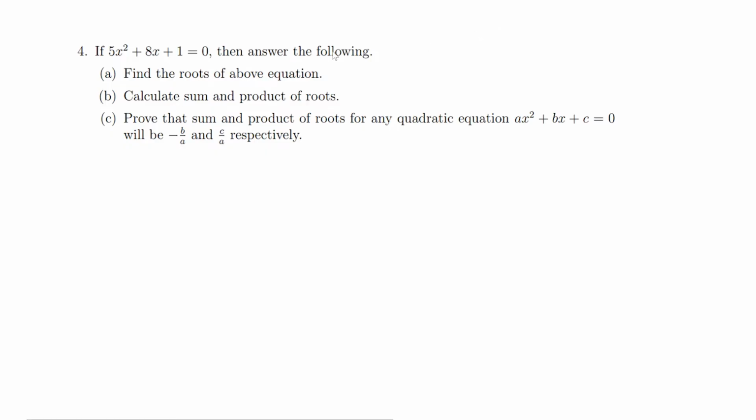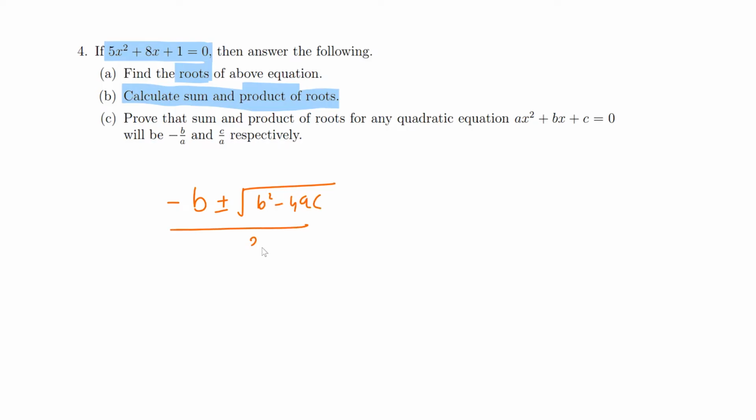This is a pretty straightforward question. We are given a quadratic equation and we are asked to find the roots and also calculate the sum and product of roots. So the roots we are going to get from the formula again, which is minus b plus or minus root of b square minus 4ac divided by 2a. So that gives us, here in this case, a is 5, b is 8 and c is 1.